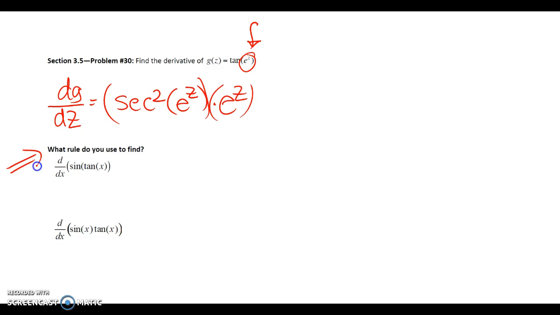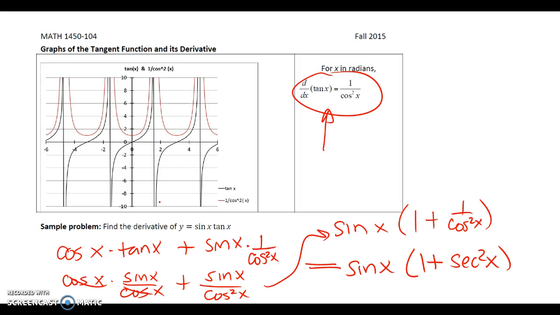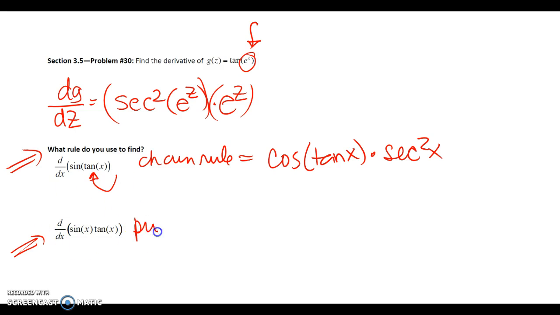Okay, here, again, we're talking about rules. Because this one is inside, this is like a composite function, we would use the chain rule here, right? We'd have to take the derivative of sine first. So the derivative of sine is cosine, so it would be cosine of tangent x times the derivative of tangent, which is secant squared x. Now down here, it's a product rule, right? This is just a product rule. And this is what we did on the last page, where we ended up with sine times tan. Yeah, this is the product rule, isn't it? And we ended up with sine x times 1 plus secant squared x.